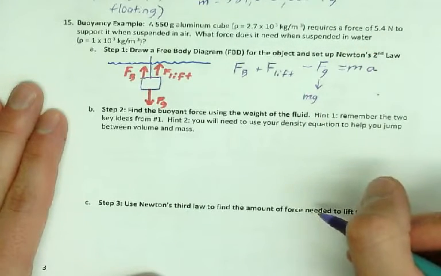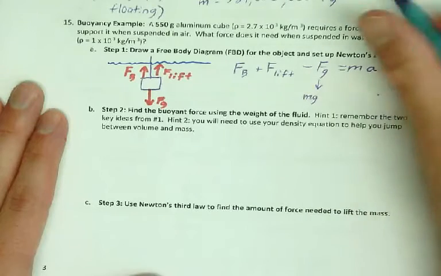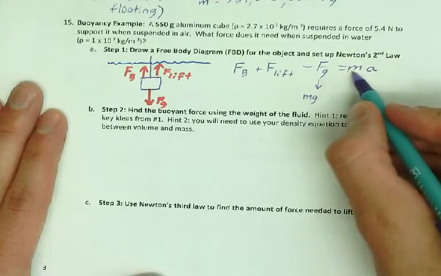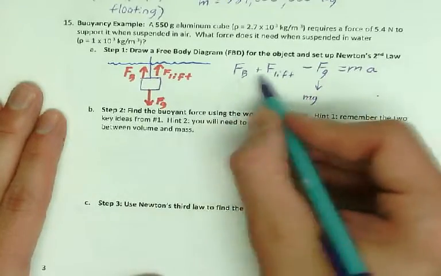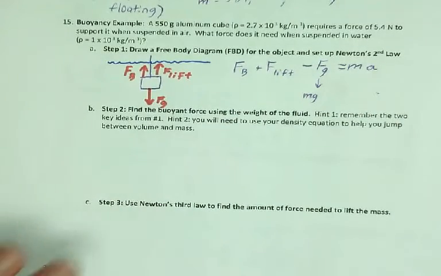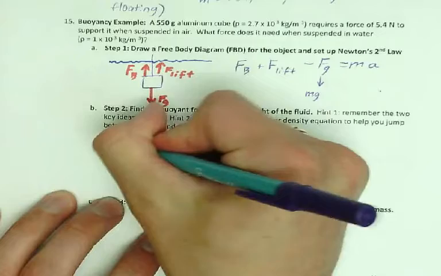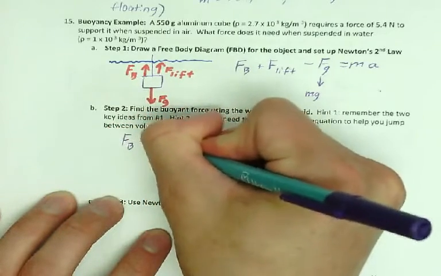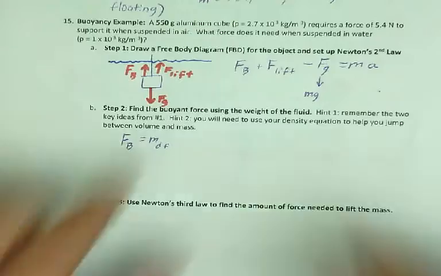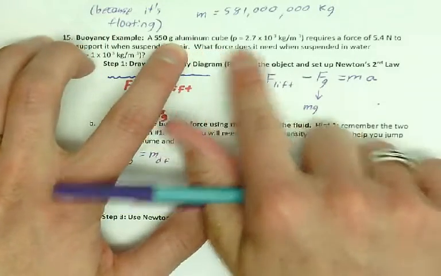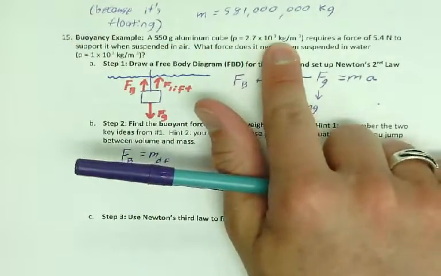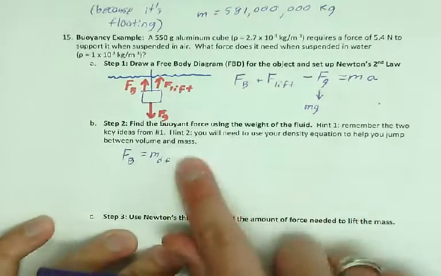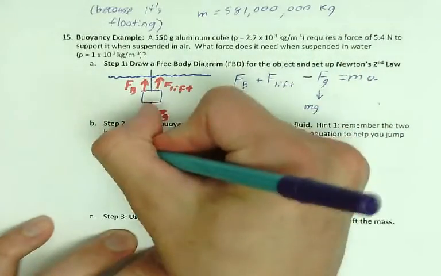So we can figure that out. Okay, we know the mass, so we know m, but we don't know these two things. So we need to find the buoyant force. I gave you a buoyant force equation. Buoyant force is equal to the mass of the displaced fluid. I didn't tell you that. I told you the mass of the cube, the density of the cube, the force on the cube, the density of water. I did not tell you the mass of the fluid. So this equation is out.